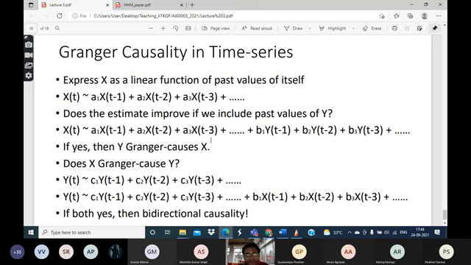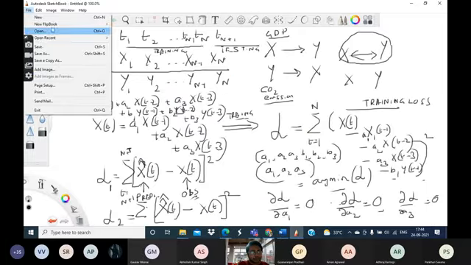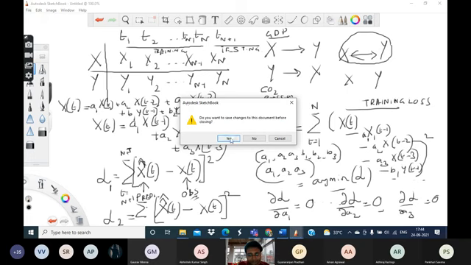Then I will try to see if y can be expressed in terms of the past values of x. If so, then x Granger causes y. If both of these are found to be true, then we can say that there is a bidirectional relationship between them. So if I write this afresh, just a second.